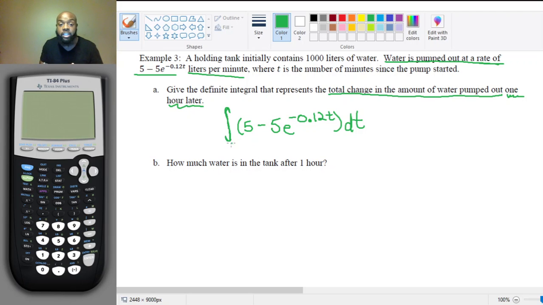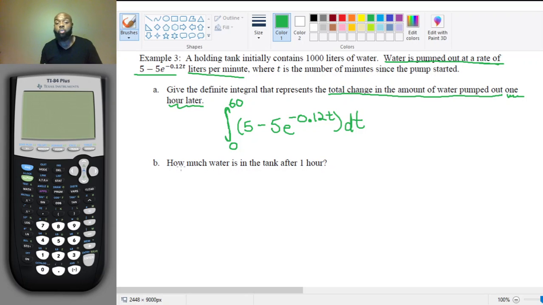So I'm going to start at 0 since that represents the initial, and 1 hour later is actually 60 minutes. And so I have to know to change that 1 hour to 60 minutes, and that's going to give me my limits of integration. So this integral right here represents how much water is being pumped out, the total change in the amount of water that's being pumped out. All right.